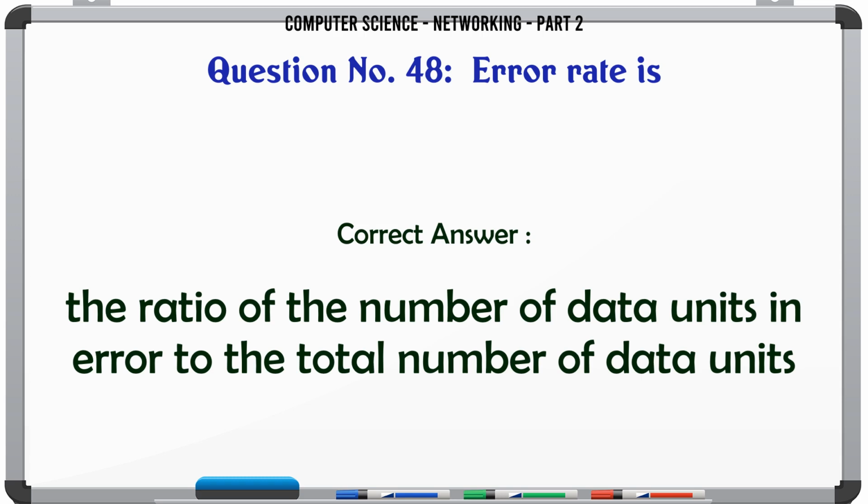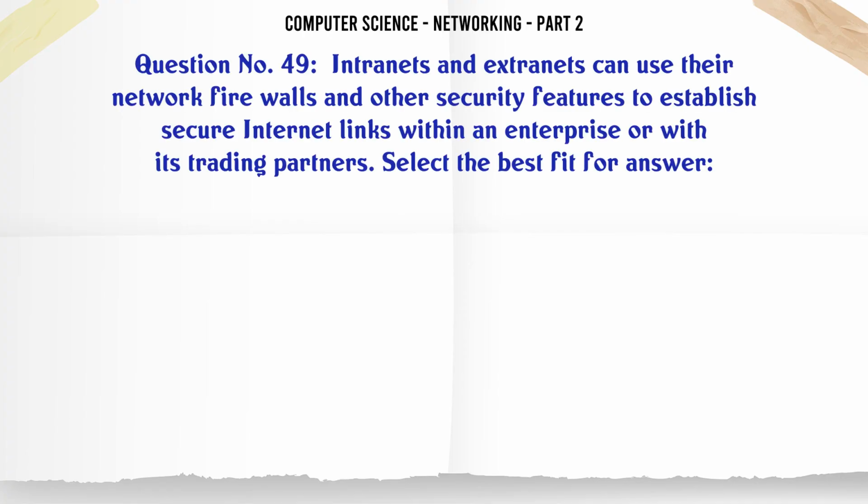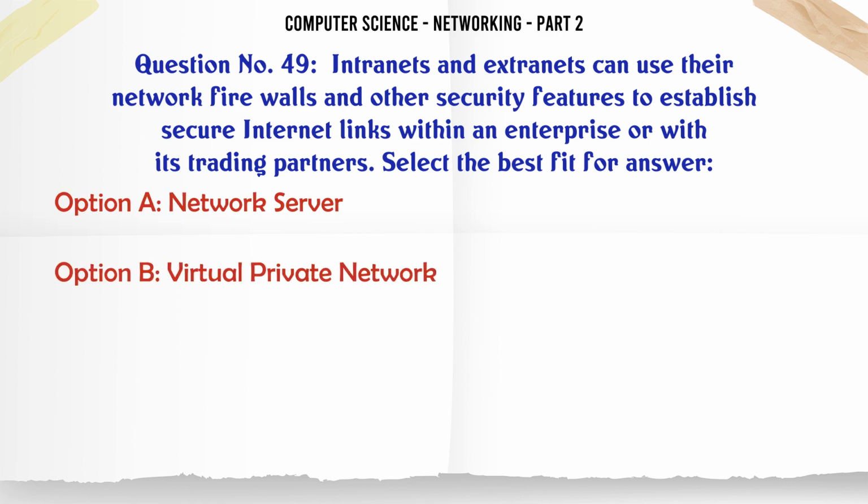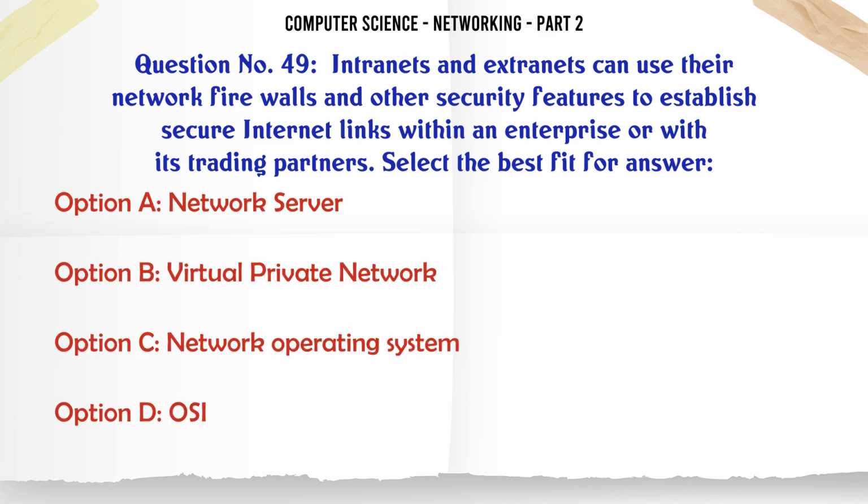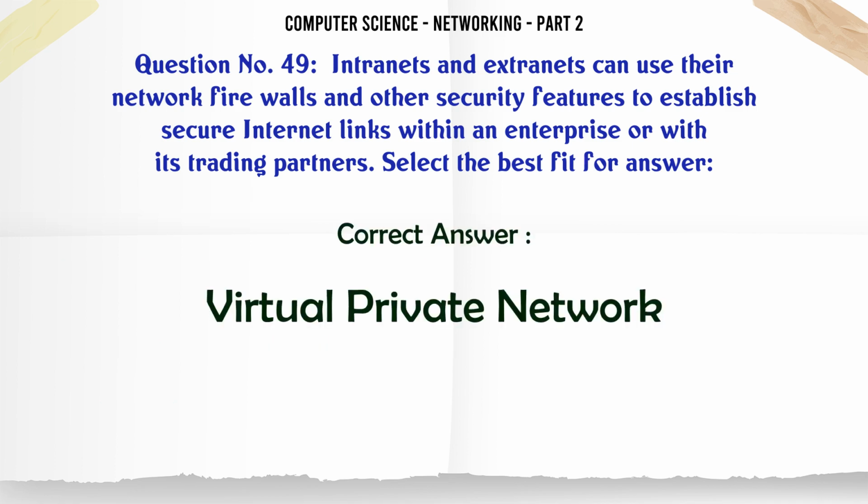Intranets and extranets can use their network firewalls and other security features to establish secure internet links within an enterprise or with its trading partners. Select the best fit for answer. A. Network server. B. Virtual private network. C. Network operating system. D. OSI. The correct answer is virtual private network.